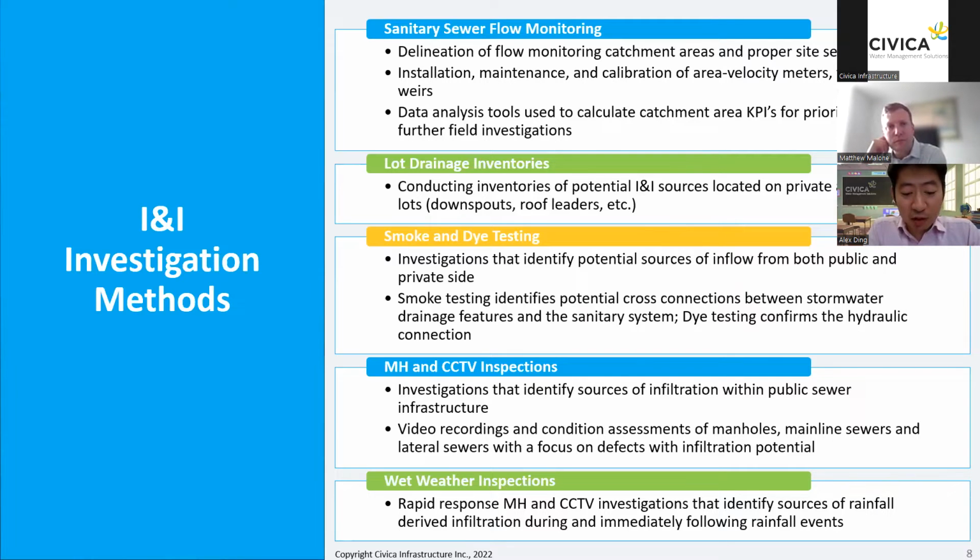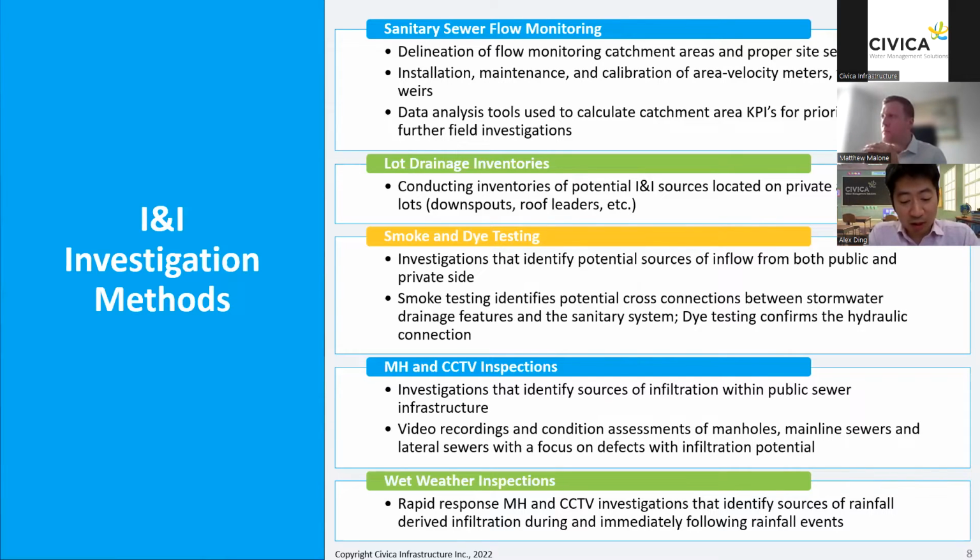So moving on to the field inspection side, usually lot inventory inspection is done ahead of other inspections. It is essentially surveying and recording all the visible drainage features on the public side as well as on the private side, and putting the data into a database. It's usually a GIS-based database, so you can use this data later on for your field inspection and recording purposes. Once the drainage features are all identified, smoke and dye testing are effective techniques to identify potential cross connections between the storm drainage features and sanitary. Usually we would do smoke testing to find those potential connections, and do dye testing to confirm the hydraulic connection, because sometimes smoke comes out and it doesn't mean it is necessarily hydraulically connected. So we would always do dye testing to confirm there's a hydraulic connection between those drainage features.